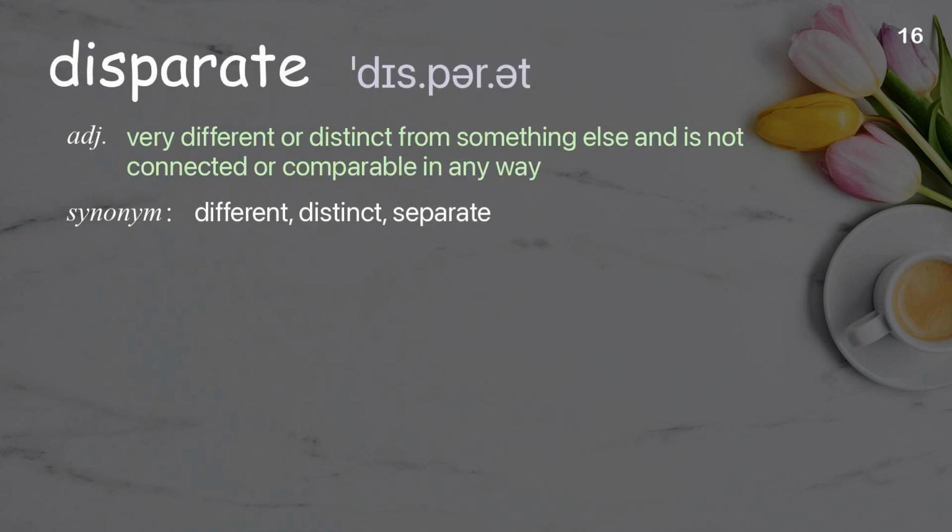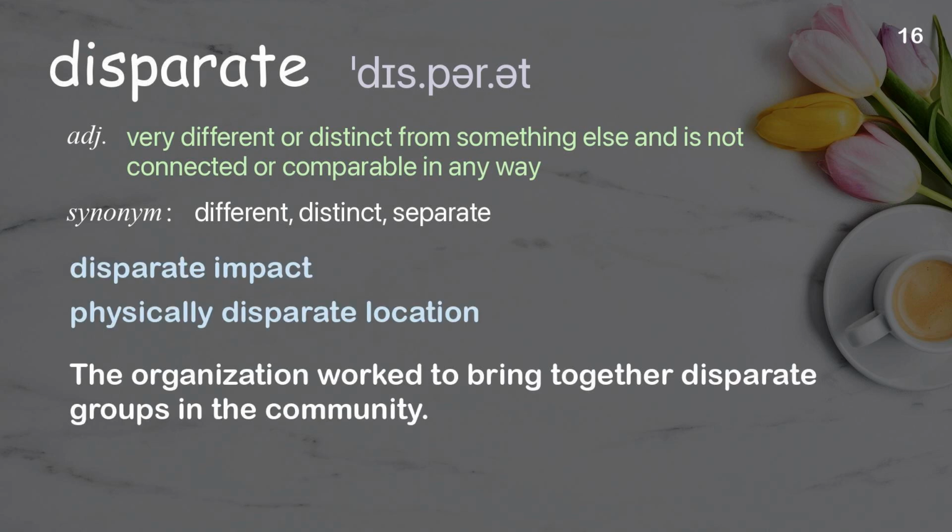Disparate. Very different or distinct from something else, and not connected or comparable in any way. Examples: Disparate impact. Physically disparate location. The organization worked to bring together disparate groups in the community.